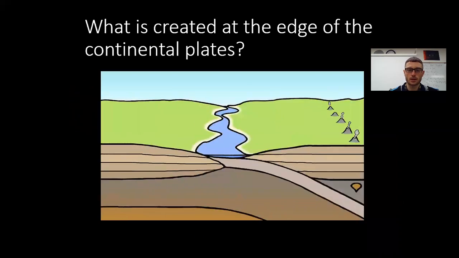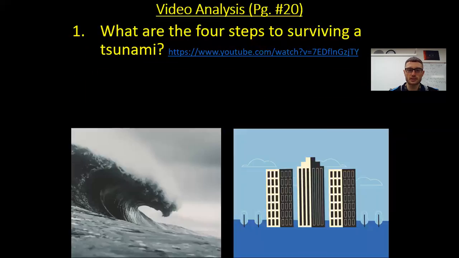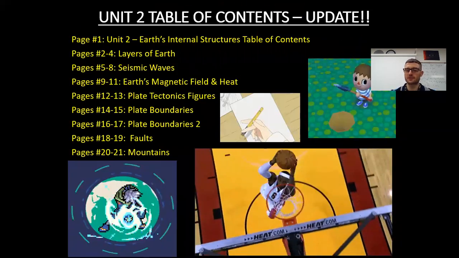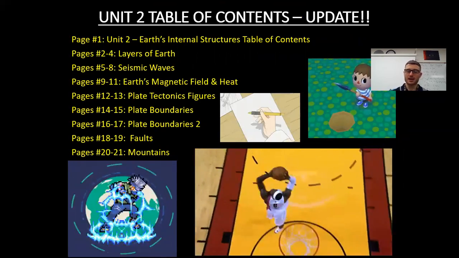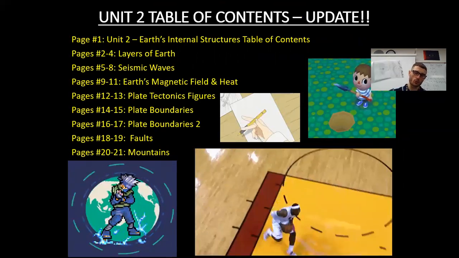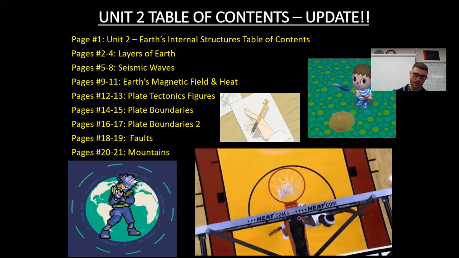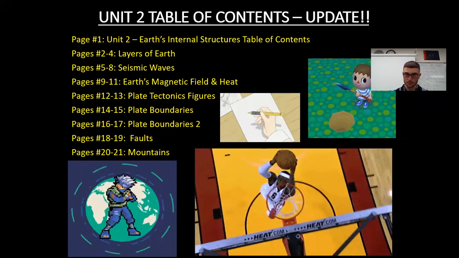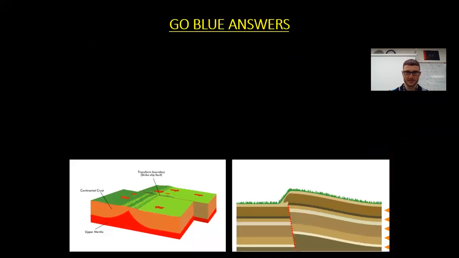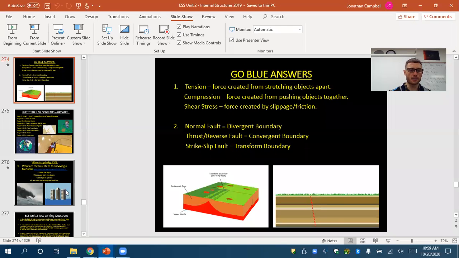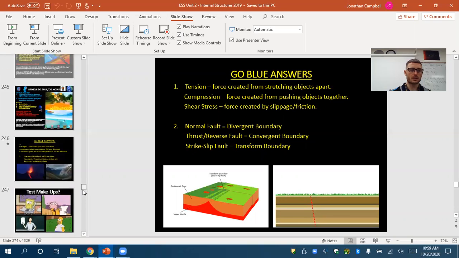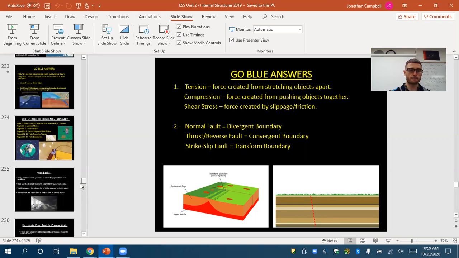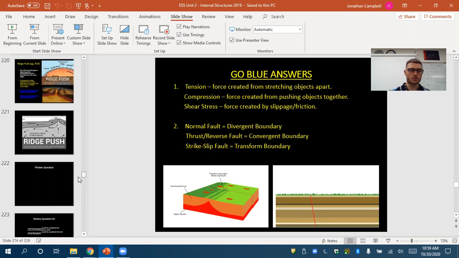Okay. Where is the table of contents? Again, we finalized table of contents the other day with pages 20 and 21 on mountains. We were at the Go Blue on page 20. This is going to be on page 21 as we continue from yesterday. So with that being said, let's go ahead. I'm just going to throw, let me find a question here. Just a random question.